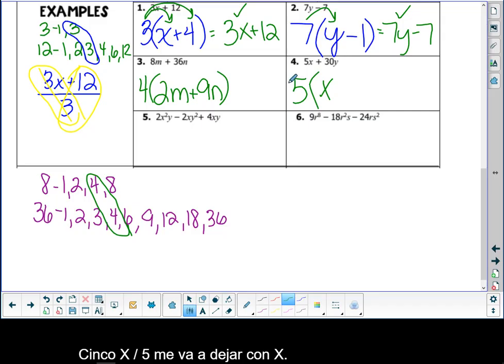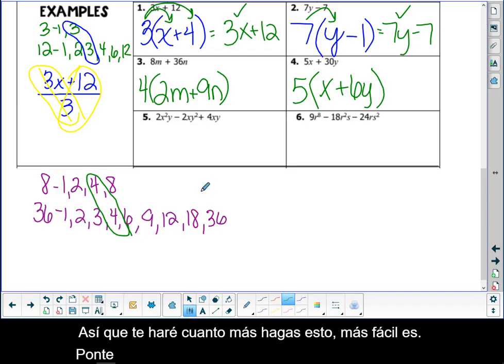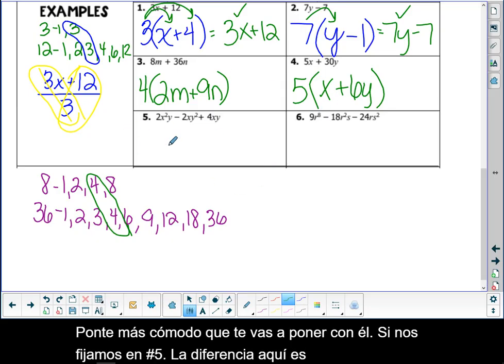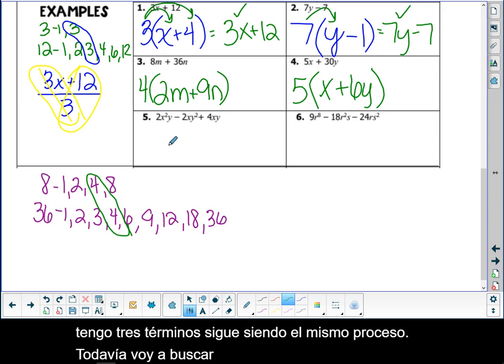And 30y divided by 5 is going to leave me with 6y. So hopefully you see the more you do this, the easier it's going to get, the more comfortable you're going to get with it. If we look at number 5, what's the difference here? It's just that I got 3 terms. It's still the same process. I'm still going to look for a GCF. I'm going to check those variables, and then I'm going to divide.